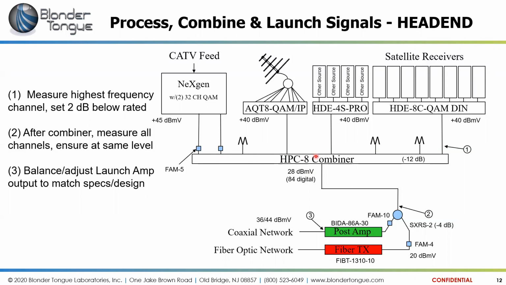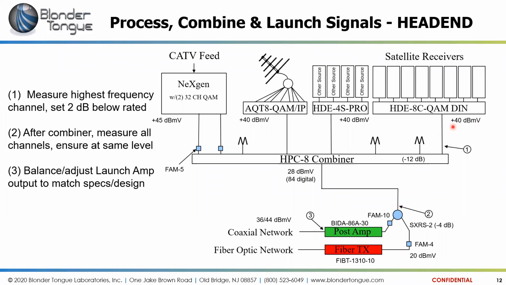I don't want to go above my rated output on any of my devices here, because then I'm adding more distortion to my system than I want to. We don't want to add more distortion than we have to our system. So 2 dB down from the highest frequency device, and then come here after my combiner to measure all the other channels, and set them at equal level.